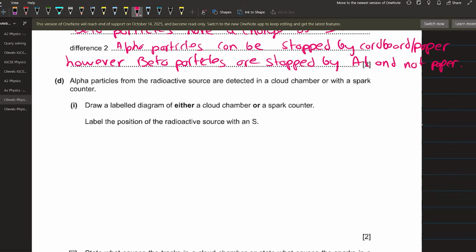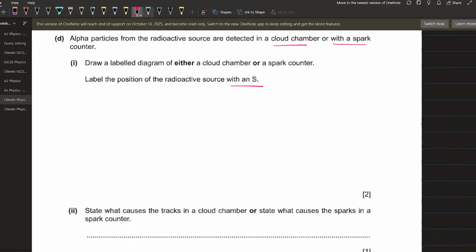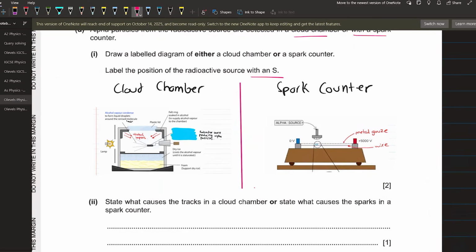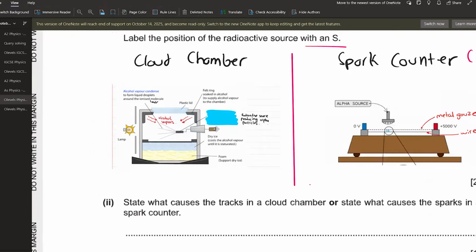Alpha particles from the radioactive source are detected in a cloud chamber or a spark counter. Draw a label diagram of either a cloud chamber or a spark counter. Label the position of the radioactive source with an S. Let me draw the diagrams of both of them. क्लाउड चेम्बर भी बना देता हूँ, स्पार्क काउंटर भी बना देता हूँ फॉर द ईज ऑफ यू गाइज. अच्छा जी, दीज आर द डायग्राम्स फॉर क्लाउड चेम्बर एंड स्पार्क काउंटर. If ever I have to draw in the examination, I prefer a spark counter because that is much easier to draw. But let me show you how to draw everything.